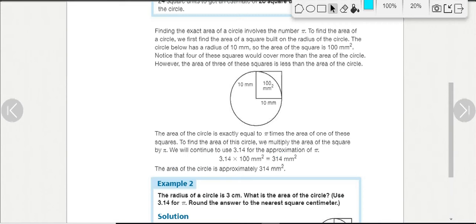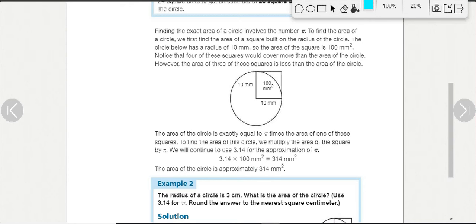But to find exact area, you need to use pi, which again, pi demonstrates how many times the radius, or the diameter, I'm sorry, fits around the outside. It's about 3 times and then a little extra, .14. And we'll use that amount to find the area.